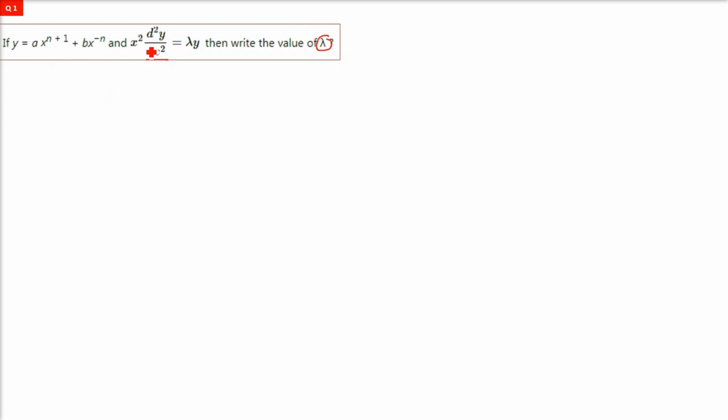So essentially we have to find d2y by dx2, and then replace d2y by dx2 with whatever we get from the double differentiation. Y is equal to a x to the power n plus 1 plus b x raised to minus n. First we will find dy by dx. First differentiation: a x to the power n plus 1, so n plus 1 will come in front. Then n plus 1 minus 1, that is x to the power n, and the differentiation of x to the power n is n x to the power n minus 1, which is what we are applying.